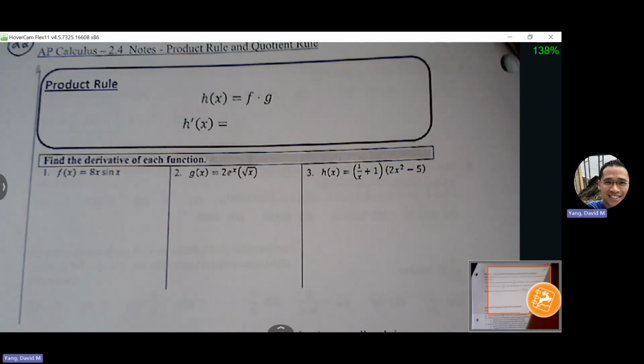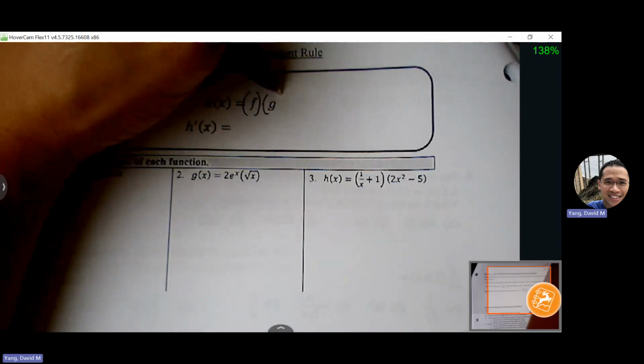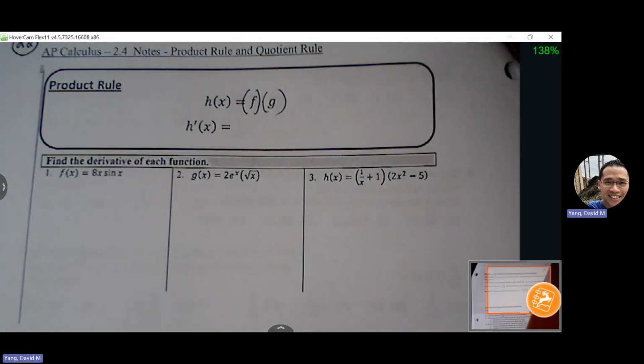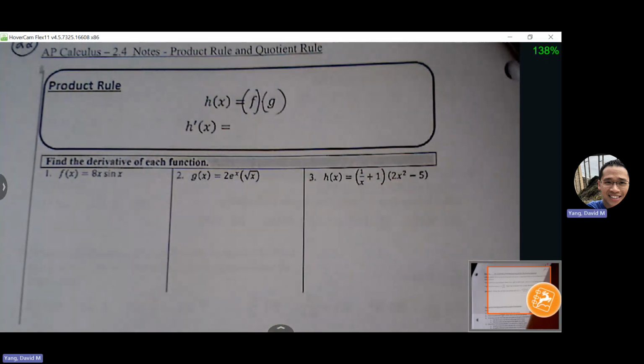So the product rule says if I have the multiplication of two separate expressions, let's say an expression f and an expression g, and I want to find the derivative, I'm going to have to involve f prime and g prime. But it's not quite as easy as just f prime times g prime. They're connected in a way that's a little bit more than that.